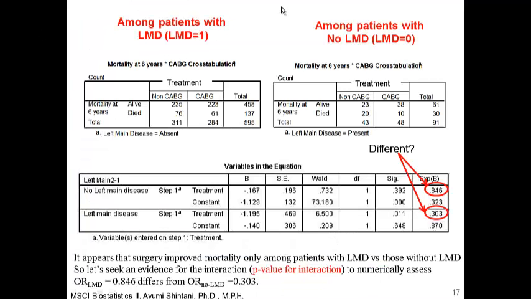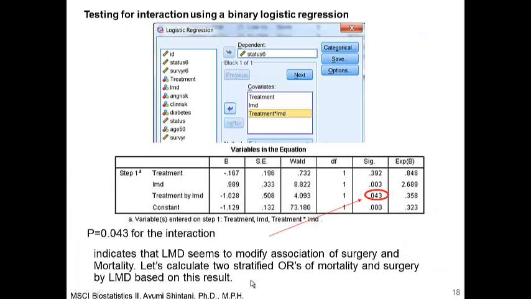So what we did is compute a p-value to see whether the effect of CABG is different between patients with and without left main disease. Is 0.846 different from 0.303? That p-value is statistically significant, and therefore we conclude that LMD seems to modify the association of surgery and mortality. So this is how we conduct interaction analysis using logistic regression.